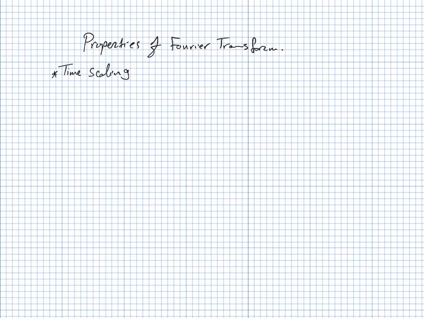So the time scaling property says that if you have a signal in time domain, we call it x of t, and that signal has a Fourier transform, which is X of omega, then if you scale x in terms of time scaling, so if you scale the time of x by a factor a, and again, if a is greater than 1, then this means compressing x of t.